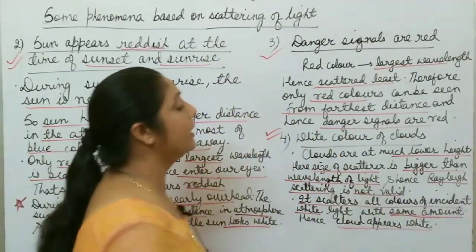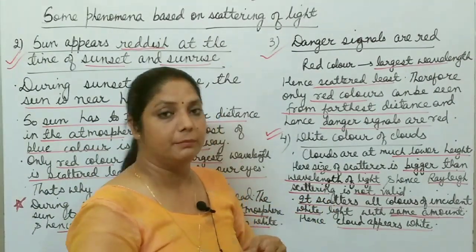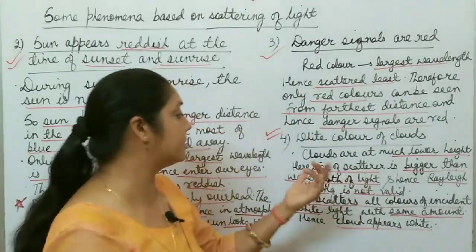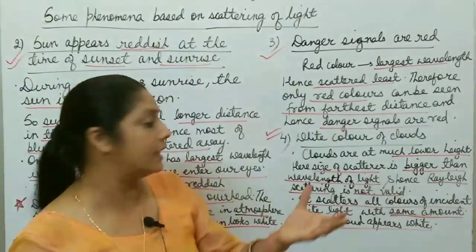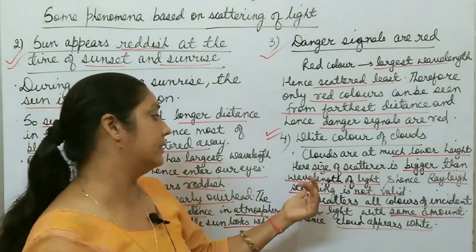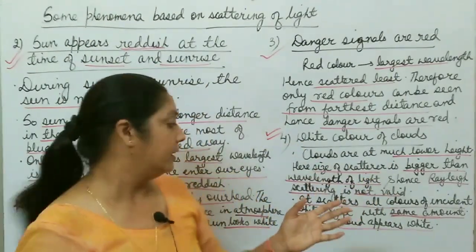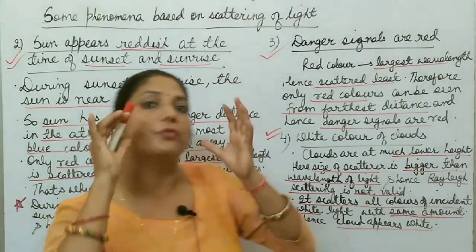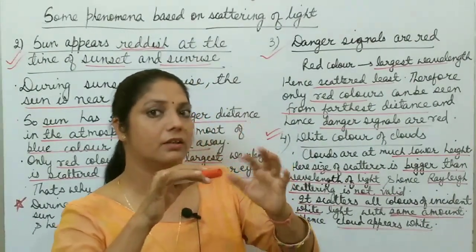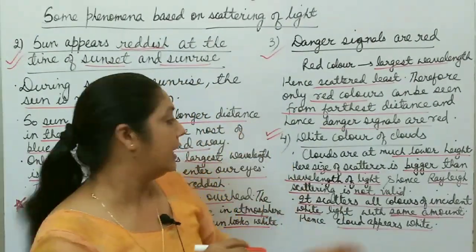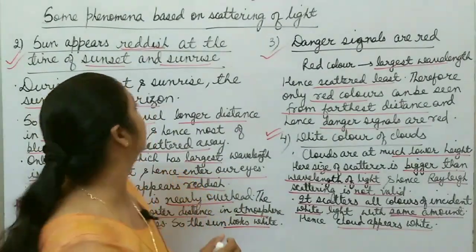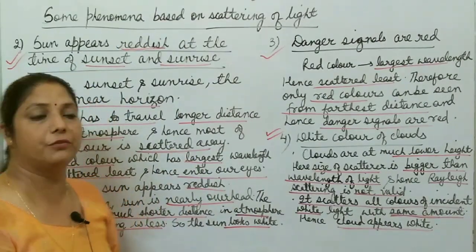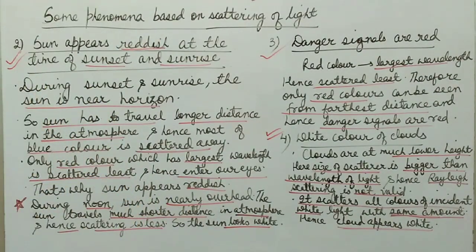So this is the reason why a cloud appears white, because clouds are at a much lower height and the dust particles and water molecules in the clouds are much bigger in size than the wavelength of light, and here Rayleigh scattering is not valid. So it scatters all colors of incident light with the same amount, hence the intensity of all the colors of the light is the same, and hence the cloud appears white. So these are different phenomena based on scattering of light. Hope it's clear to all of you. Please take a screenshot of this one.